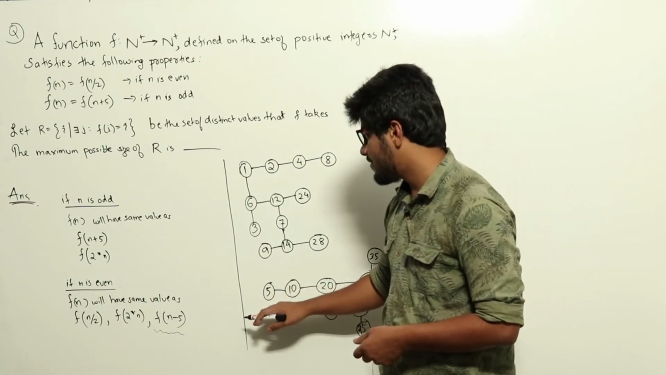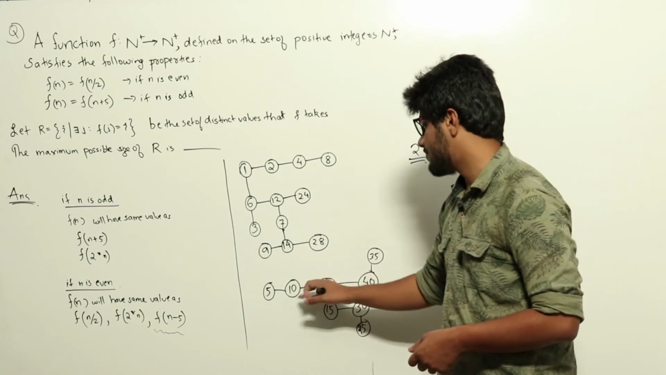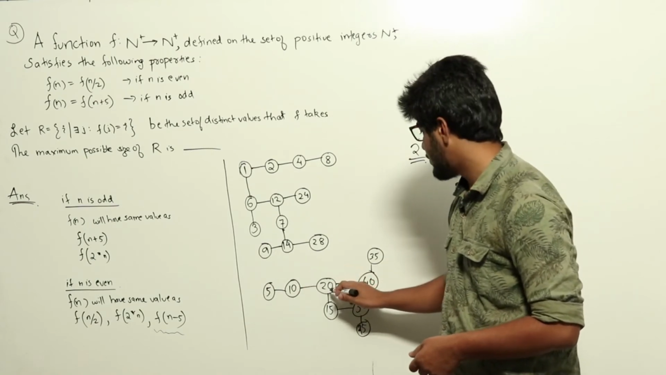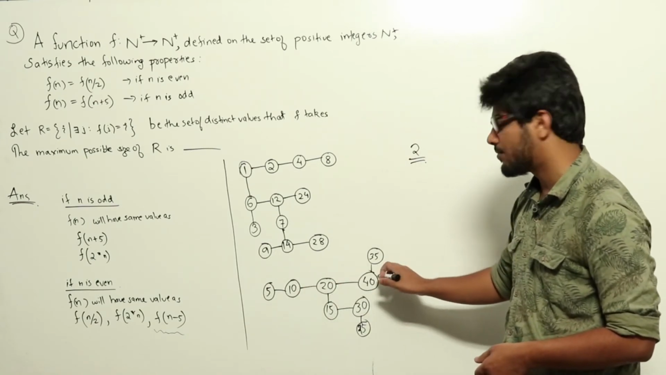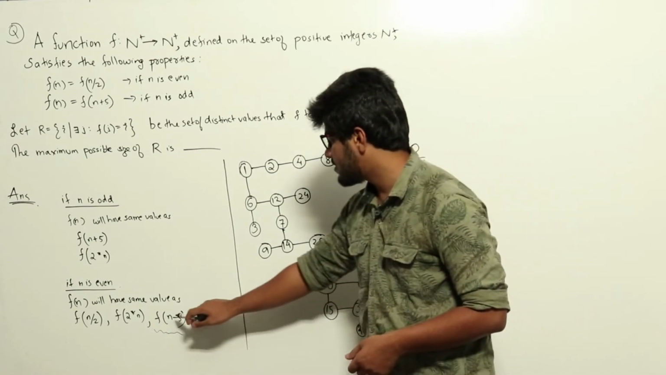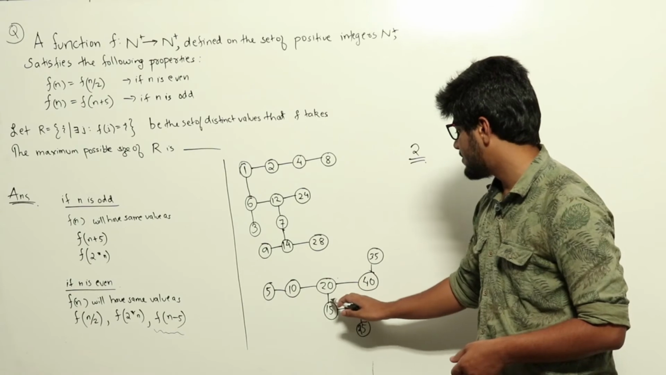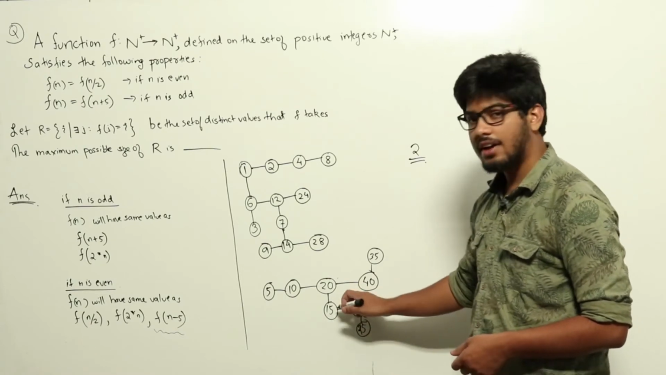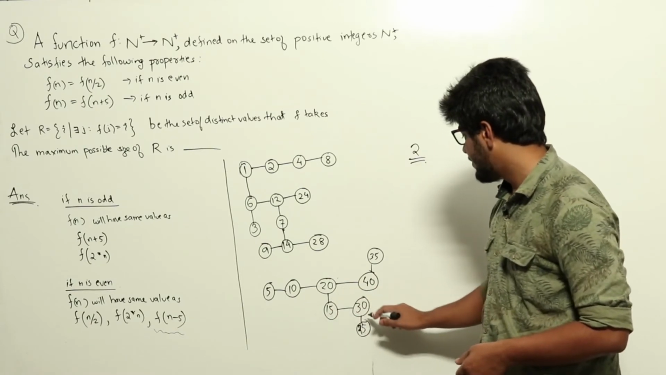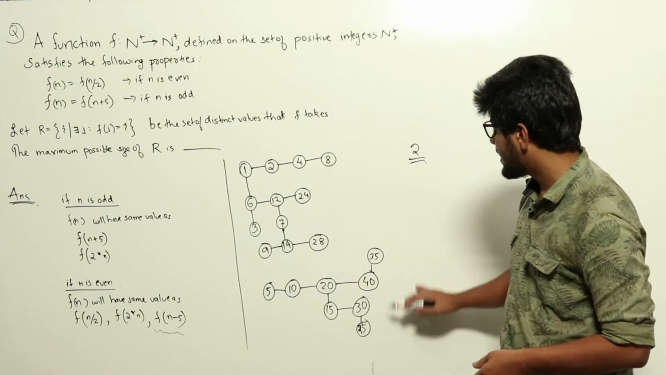So f of 5 is an odd number, so I can write 2n as well here. So f of 5 will have the same value as f of 10. f of 10 will have the same value as f of 20. f of 20 will have the same value as f of 40, etc. f of 20 will also have the same value as f of 20 minus 5 as given here. So f of 20 will have the same value as f of 15. f of 15 will have the same value as f of 15 into 2, that is 30. f of 30 will have the same value as f of 30 minus 5, that is f of 25. Similarly, I can keep on drawing here.